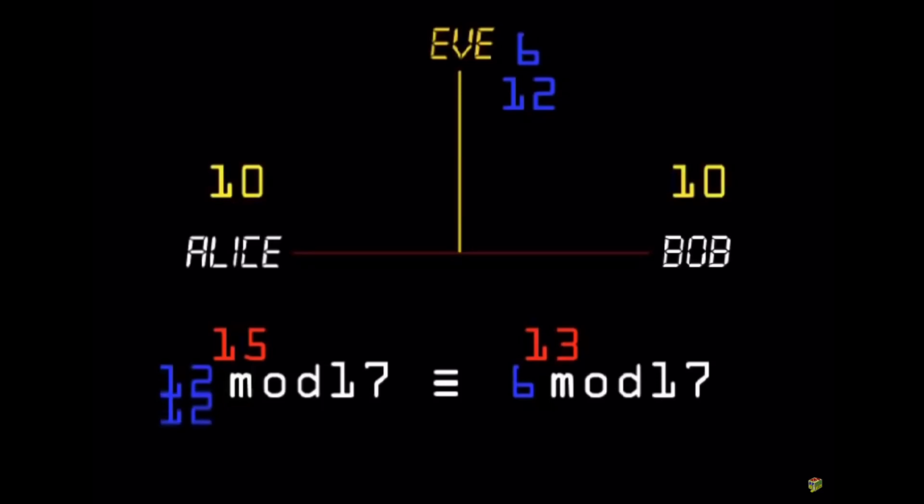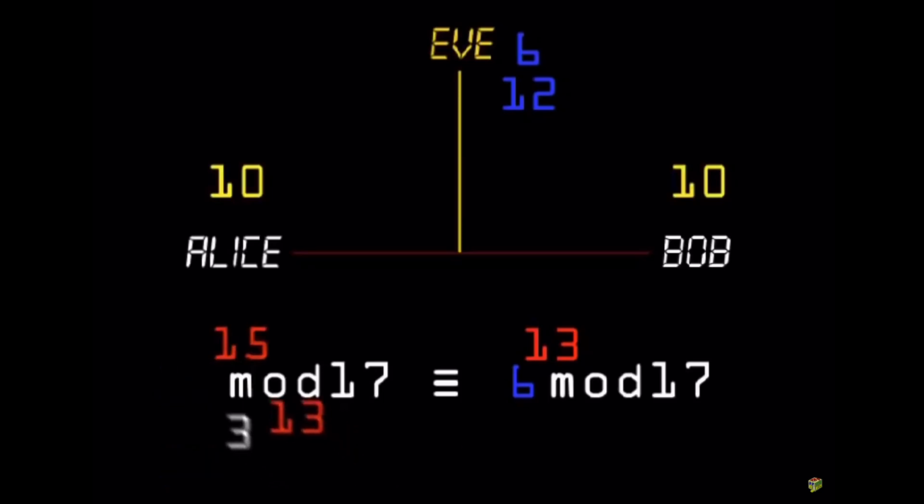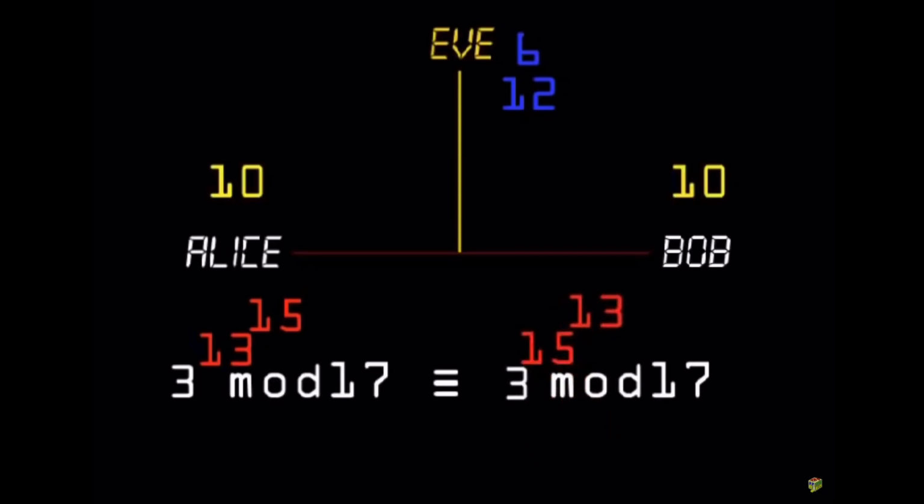Consider Alice. The 12 she received from Bob was calculated as 3 to the power 13 mod 17. So her calculation was the same as 3 to the power 13 to the power 15 mod 17. Now consider Bob. The 6 he received from Alice was calculated as 3 to the power 15 mod 17. So his calculation was the same as 3 to the power 15 to the power 13. Notice they did the same calculation with the exponents in a different order. When you flip the exponent, the result doesn't change. So they both calculated 3 raised to the power of their private numbers.